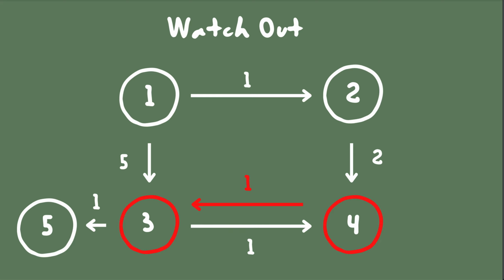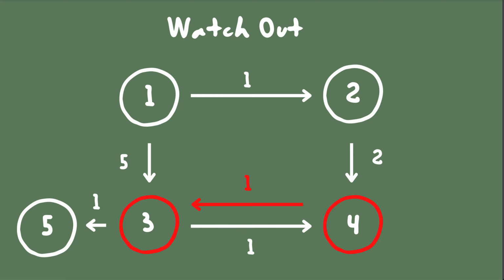And we can see in this graph that the fastest way to get to 3 is actually from going from 1 to 2 to 4 and then to 3. That takes only 4 seconds, whereas going from 1 to 3 takes 5 seconds.